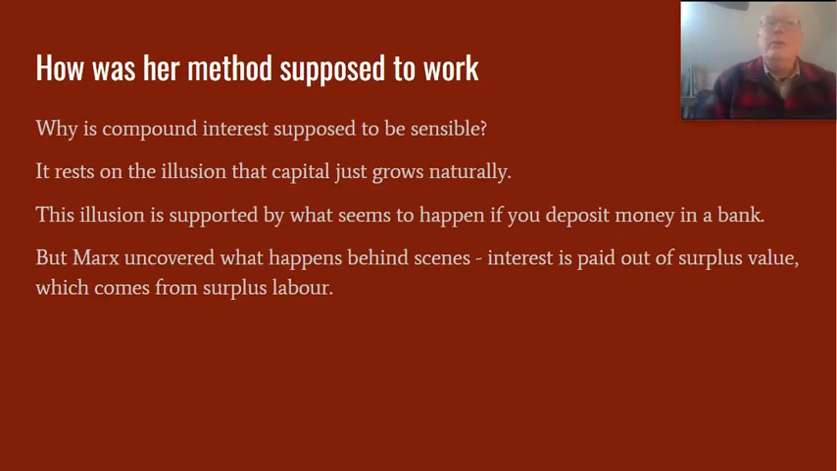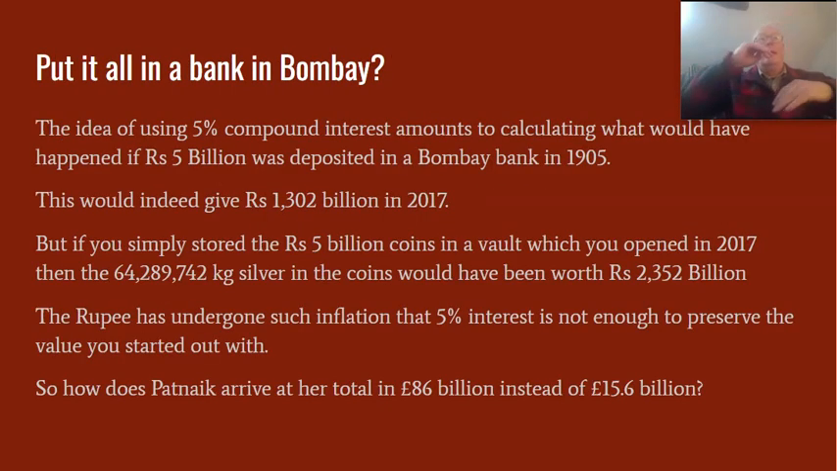How was her method supposed to work? Why is compound interest supposed to be a sensible thing to apply? It just rests on the illusion, which is standard in bourgeois economics, that capital just grows naturally. And it's an illusion supported by what would happen if you deposited money in the bank. But Marx uncovered what happens behind the scenes. Interest is paid out of surplus value, which comes from surplus labour. There is no spontaneous growth of capital. So what it amounts to, and she at various points says the Indian interest rate has typically been more than 5%, so she's being very generous on this.